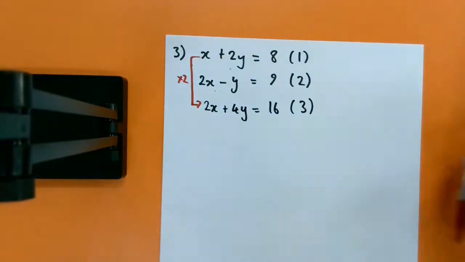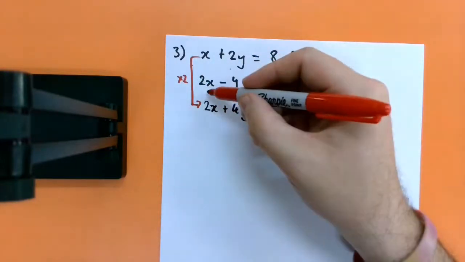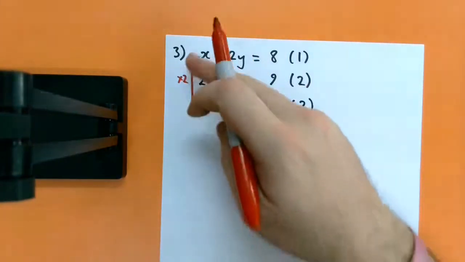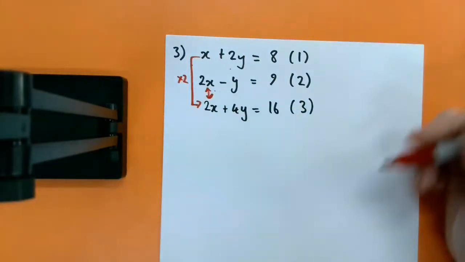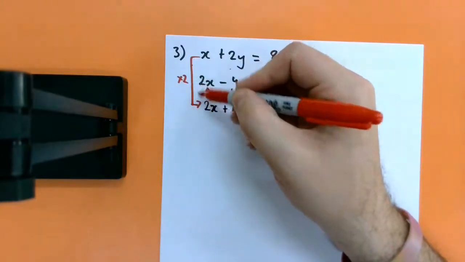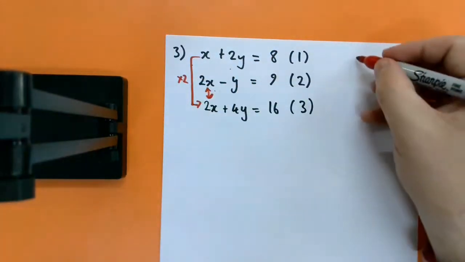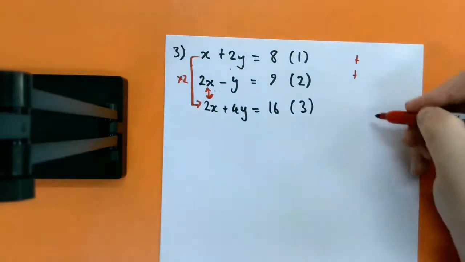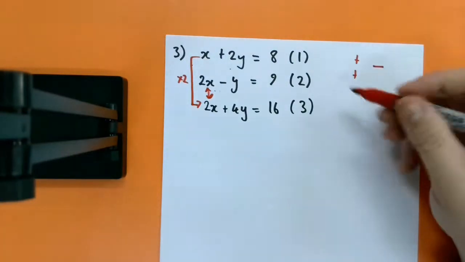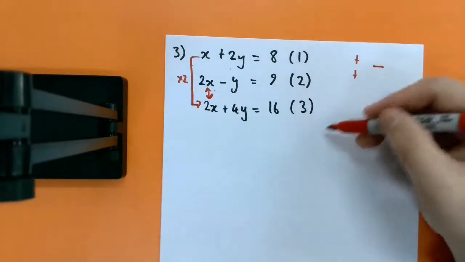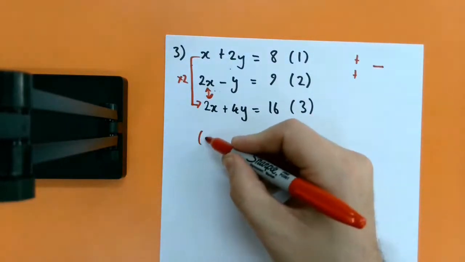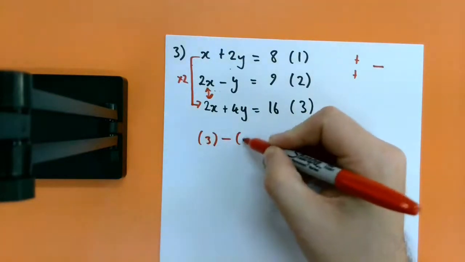You'll notice we are trying to eliminate x here. We deliberately manipulated this first equation to have the same coefficient out the front of x. So let's work by eliminating x. Because these two have the same signs out the front, they both have a plus, we are going to subtract the equations. Now you can subtract them in any order. You can do 2 minus 3 or 3 minus 2. What I'm going to do is 3 minus 2.